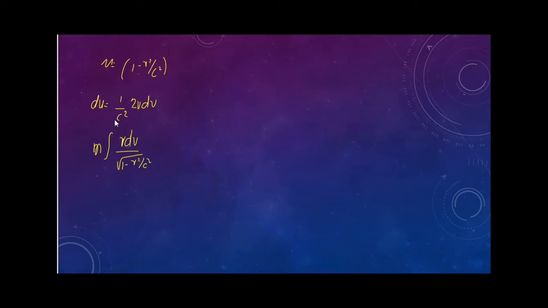So how do we solve for this integral? Take note that we have a strategy in calculus. Let u be equal to 1 minus v squared over c squared for this expression. Then our du, or the derivative of 1 minus v squared over c squared: since 1 is constant, it has no derivative.